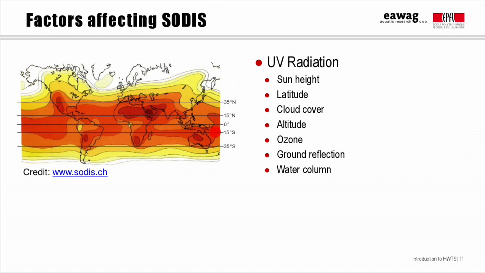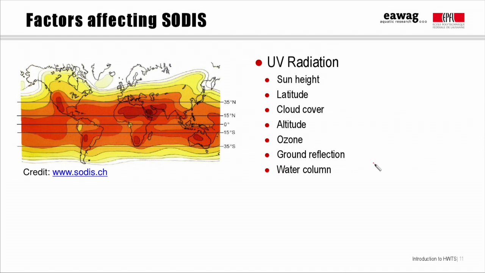Also, the belt between 15 degrees north and 15 degrees south has quite high solar irradiance and is a good zone for practicing SODIS. Altitude: at higher altitudes, there's more radiation. UV levels increase by about 10% for every 1,000 meters in altitude. Ozone in the atmosphere does reduce UV, and ozone can vary spatially. It can vary over the year and even across the day. The ground can also reflect radiation. This is more important maybe for sunburns, but think about a rooftop reflecting radiation back into a SODIS bottle.